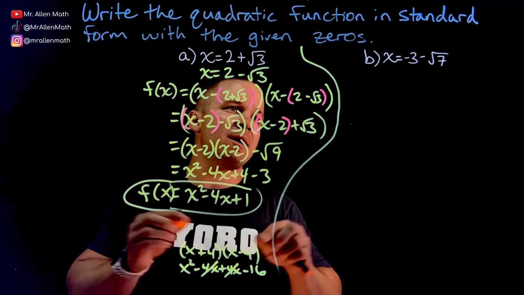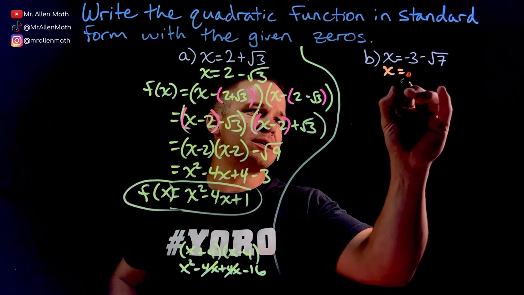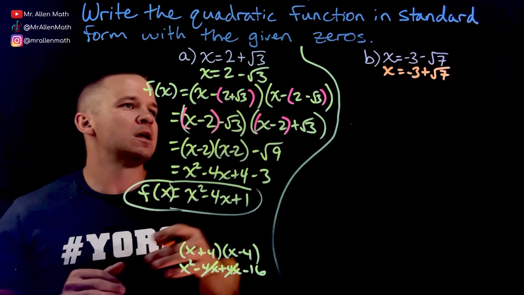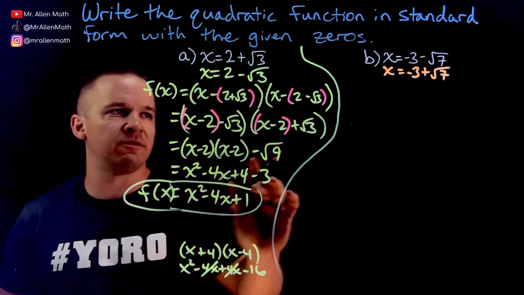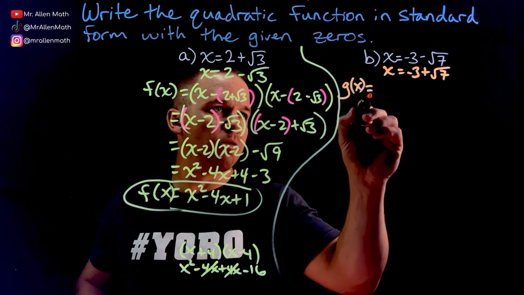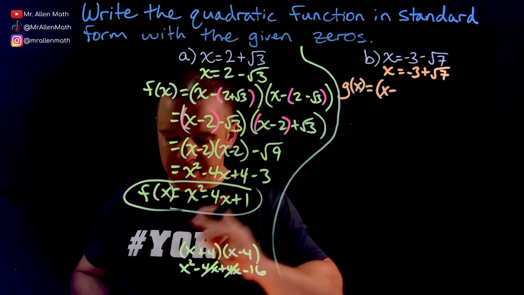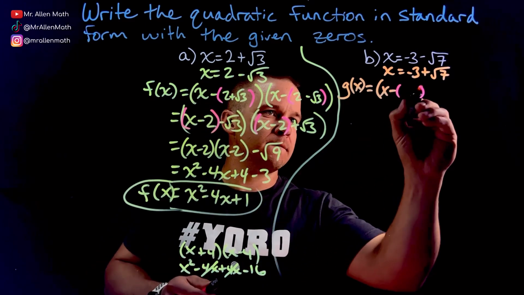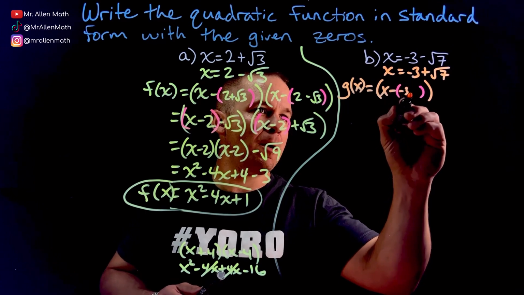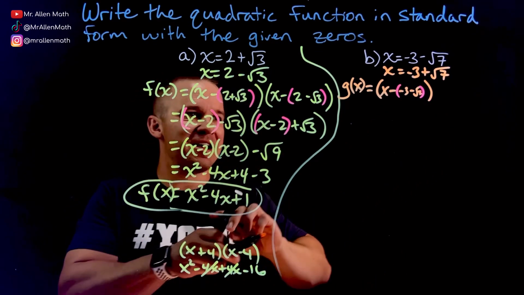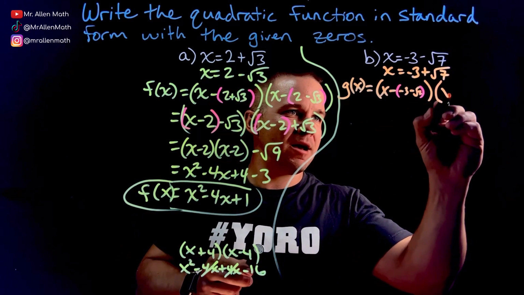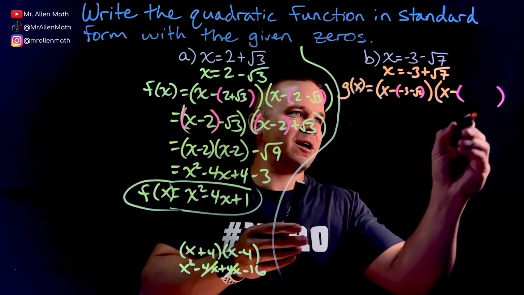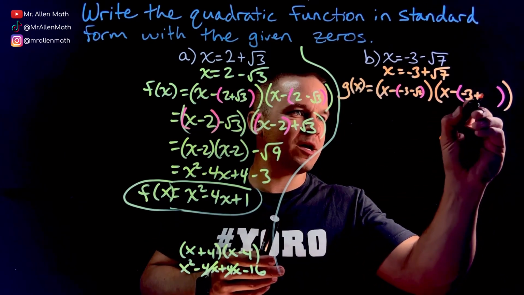Same idea here. I know I have to have x equals -3 plus root 7, and then we'll work this thing out. I'll use g of x for this one. So we get g of x equals x minus parentheses, -3 minus root 7, and then I have x minus parentheses, and I got -3 plus root 7.